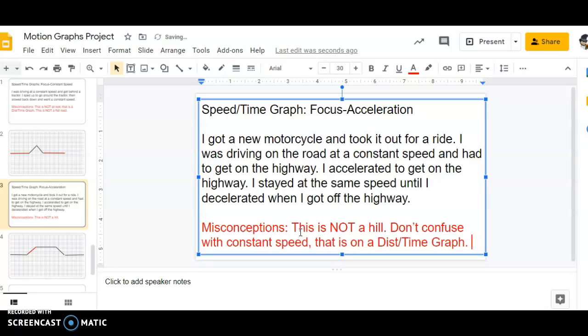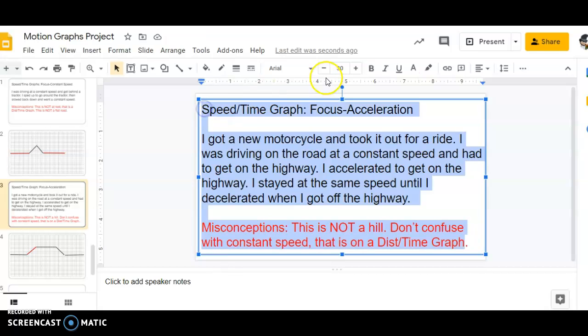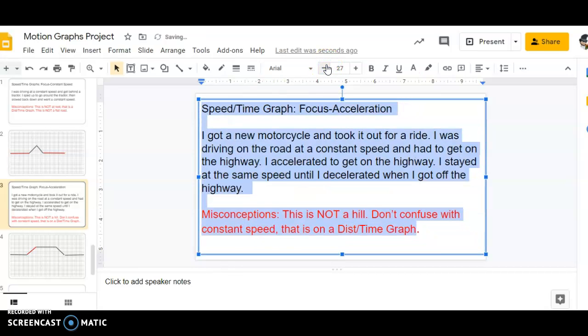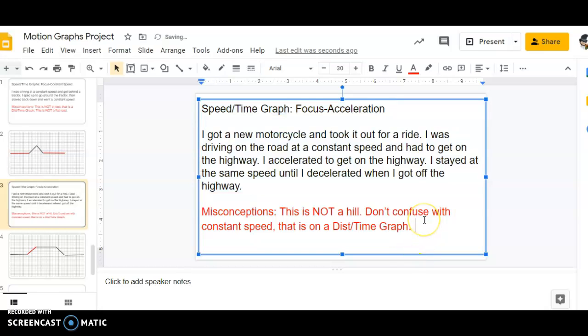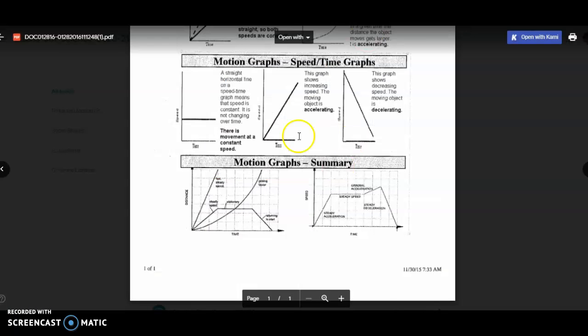Now let's just pretend that all of this didn't fit. You are welcome to go back in and change the font size to make it fit in your box if you need to. I thought I was going to have to do that, but I actually didn't. All right, so there's two. We've got this one finished. So guess what the next thing I'm doing is: decelerating.